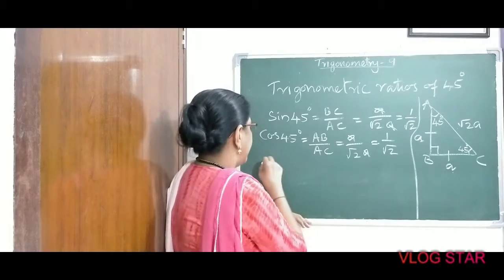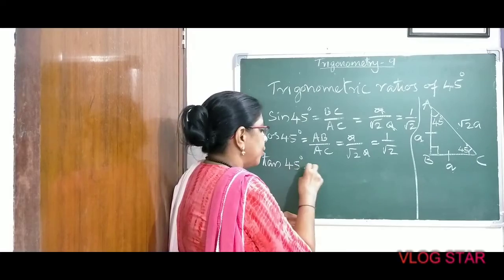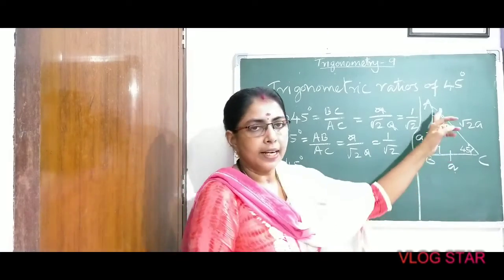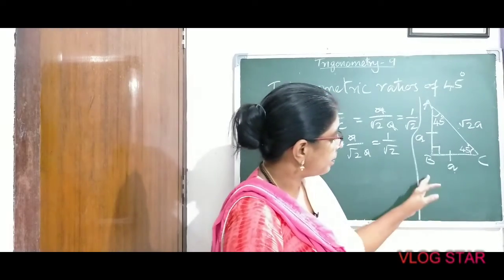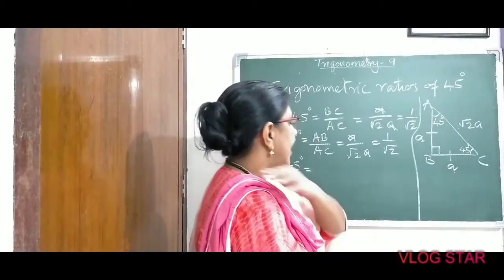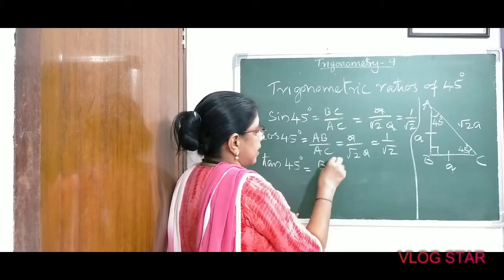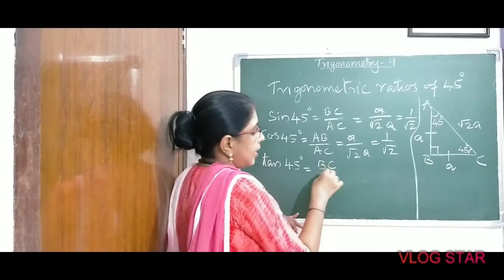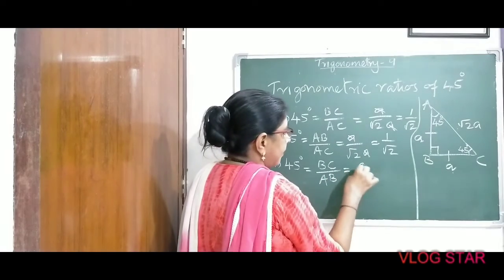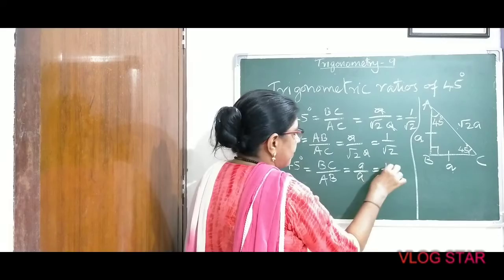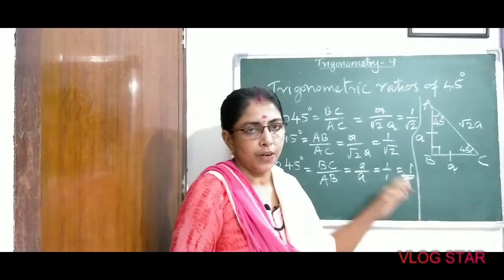Next, we have to find the tan ratio. Tan 45 degree is equal to, we know that tan of an angle is side opposite to that angle upon side adjacent to that angle. Sorry, the side opposite to that angle is BC and the side adjacent to that angle is AB. Therefore, BC is A upon A. Therefore, it becomes 1 upon 1 equal to 1. Therefore, the value of tan 45 is 1.